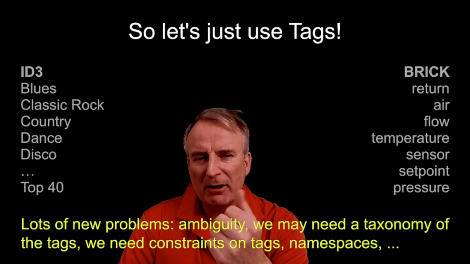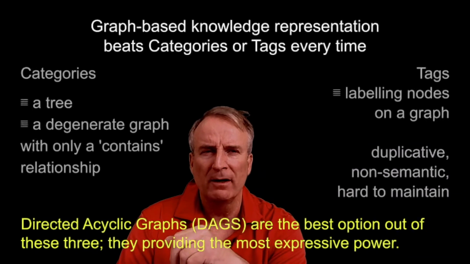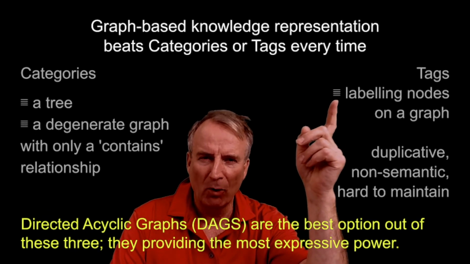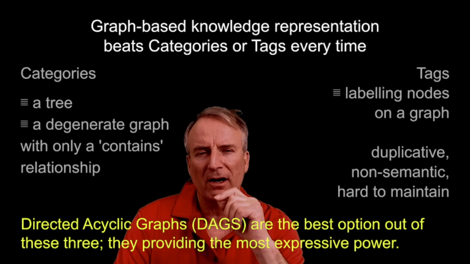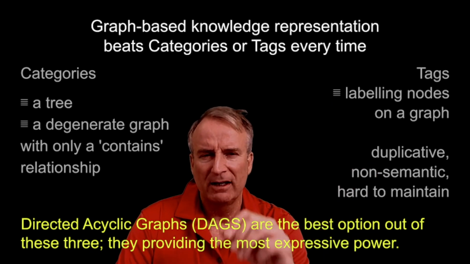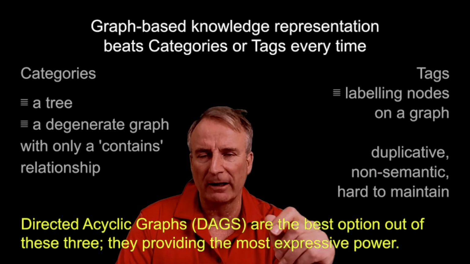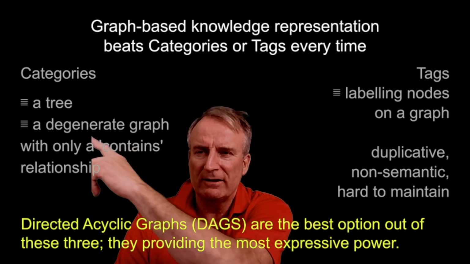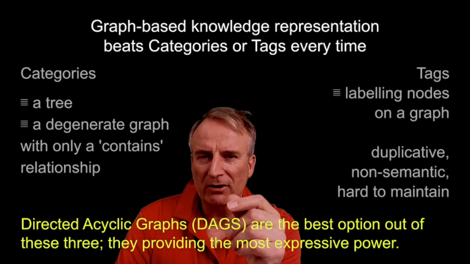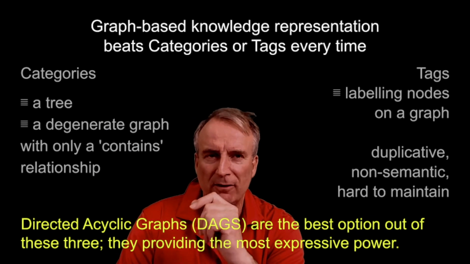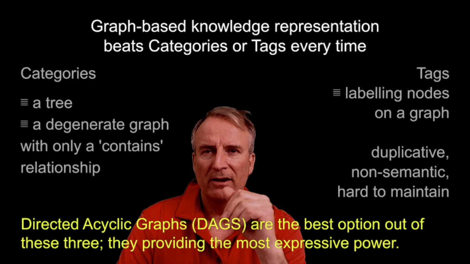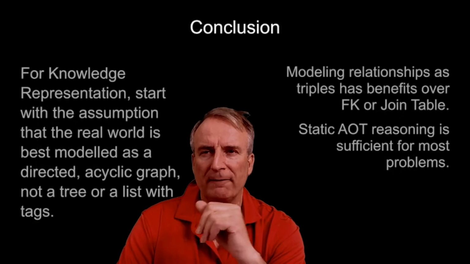You can get around that a bit by putting namespaces on. But really, tags are isomorphic to labeling the nodes on a graph. It's duplicative. We end up with the same label in lots of places. It's hard to maintain and it's non-semantic. A category, meanwhile, is isomorphic to a tree, which is a degenerate graph. If you've got a graph, you can represent categories. If you've got a graph, you can represent tags. The same is not true the other way around. They do not have the same expressive power.